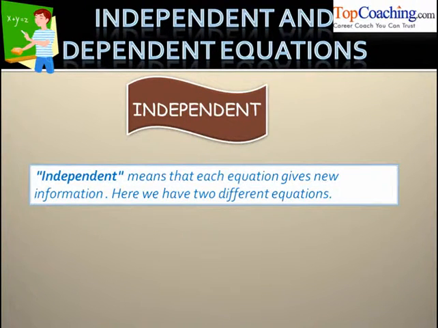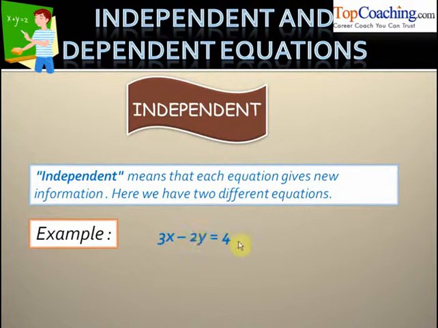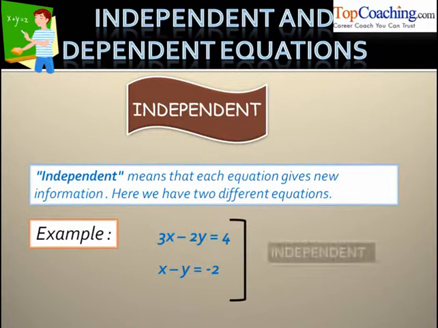So we are in a position to find a solution to such a system of equations. Here we have two different equations. For example, let us say that 3x minus 2y equal to 4 is one equation, and the other equation is x minus y equal to minus 2. Now these two are independent, because each of these two equations gives us new information, and based on this we can find a solution to such a system. So independent means that each equation gives us new information, or the two equations are different from each other. So this system is known as independent equations.